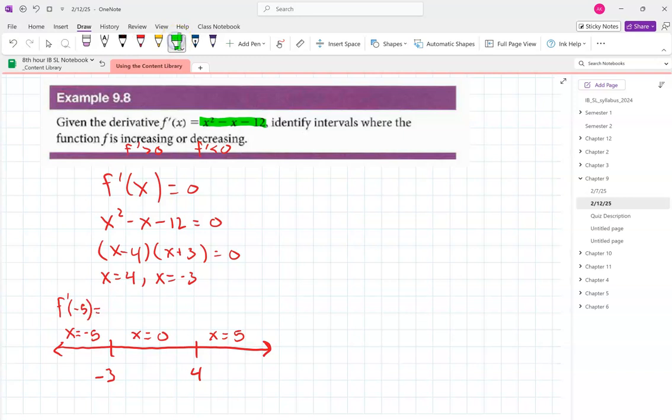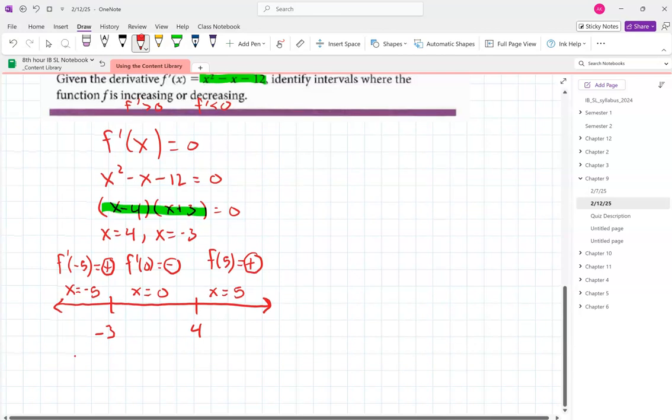So if I plug negative 5 into this, I'm going to get a negative times a negative, which is positive. If I plug 0 in, I'm going to get a negative times a positive. It's a negative. And if I plug the 5 in, I'm going to get positive times positive, positive. Now, you could compute the actual values if you want to, but we don't really need them. All we need is the sign. So I usually opt for just identifying where it's positive or negative.